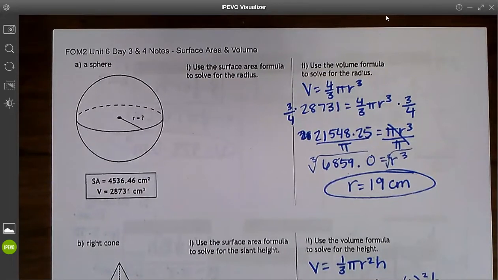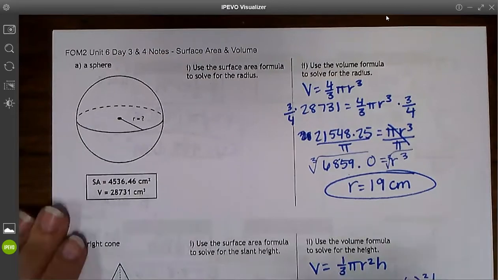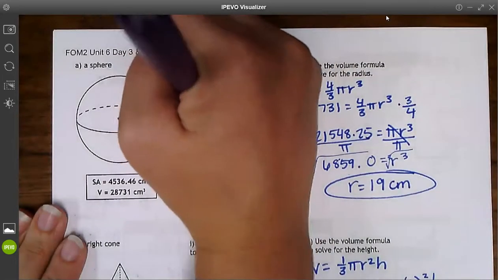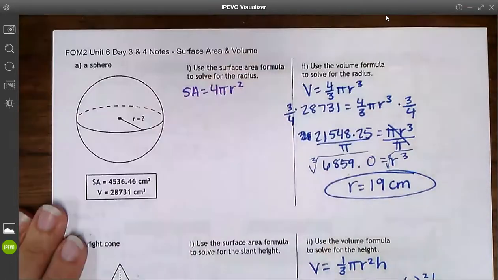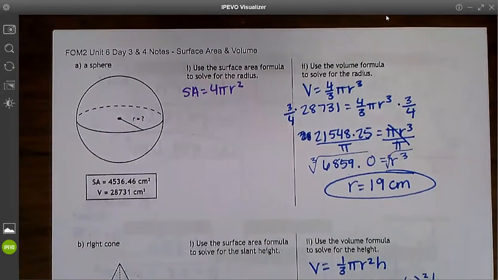So the formula for surface area, having your formula sheet nearby is always helpful. My surface area formula for a sphere is 4 pi r squared. Surface area is the sum of the area of all the faces of the object. For a sphere, you have to have the formula, but for most other things, you'll have to just find the area of each face. That's the easiest way to do it.